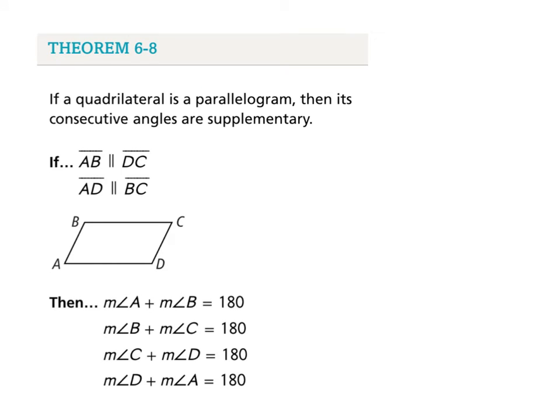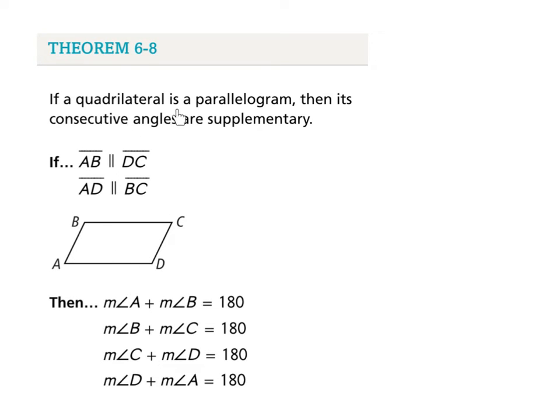Now the next special property of parallelograms that we're going to investigate also plays off of the idea of parallel lines crossed by a transversal. It says that if a quadrilateral is a parallelogram, then its consecutive angles are supplementary. What we mean by consecutive angles is, as we're moving around our shape, angles that come one after the other are consecutive. So for instance, angle A and B would be consecutive, B and C would be consecutive, angle C and angle D would be consecutive, and angle D and angle A would be consecutive.